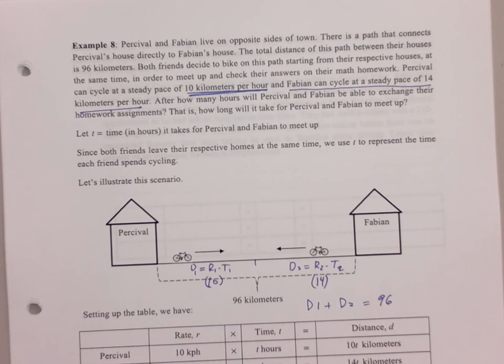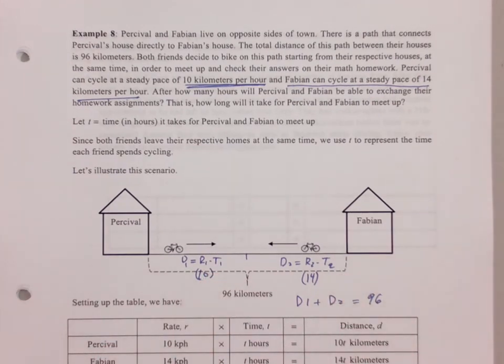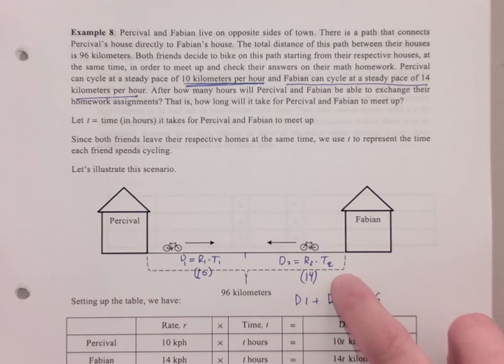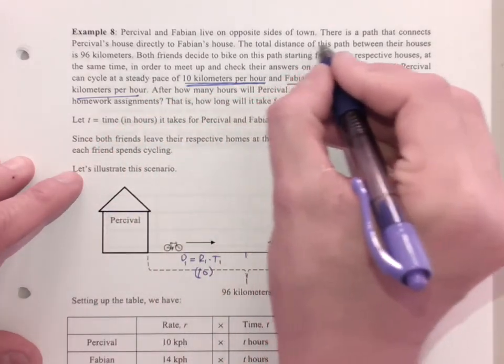It says they leave at the same time. So what do we do in this case? Well, we don't really know. If they leave at the same time, what does that mean? In the other problems we had, someone left before or later, so that means they had added or subtracted time. Because they left at the same time, here's the thing. The key word is, where is it?